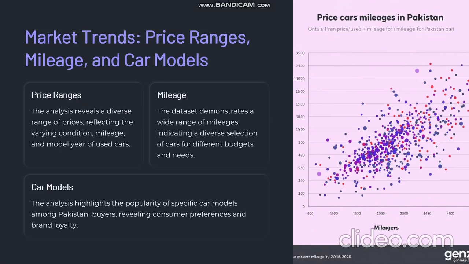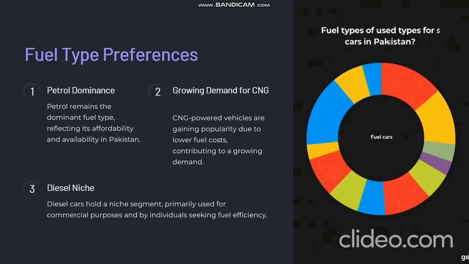So, for the price ranges, the analysis reveals a diverse range of prices reflecting the varying condition, mileage, and model year of used cars. For mileage, the dataset demonstrates a wide range of mileages, indicating a diverse selection of cars for different budgets and needs. For car models, the analysis highlights the popularity of specific car models among Pakistani buyers, revealing consumer preferences and brand loyalty.